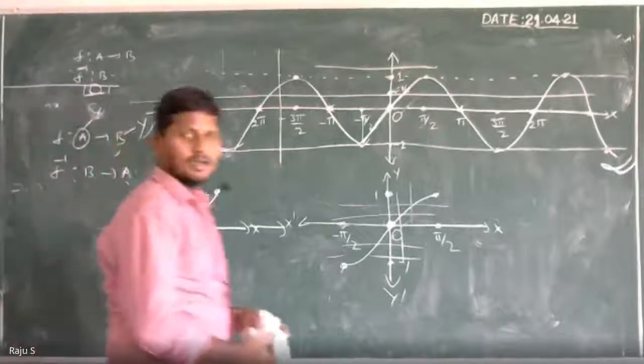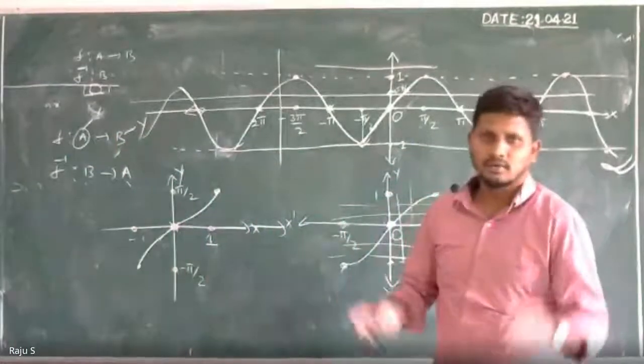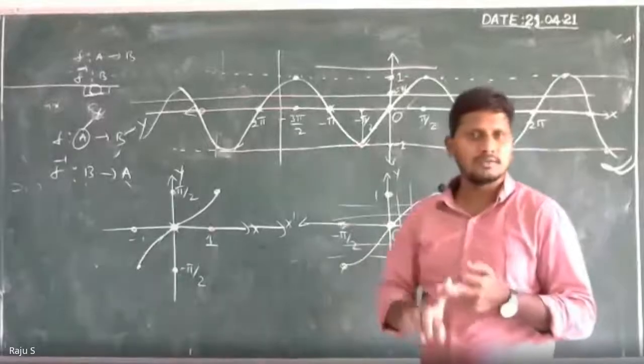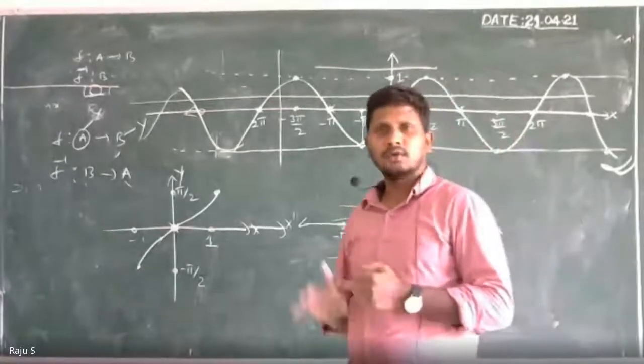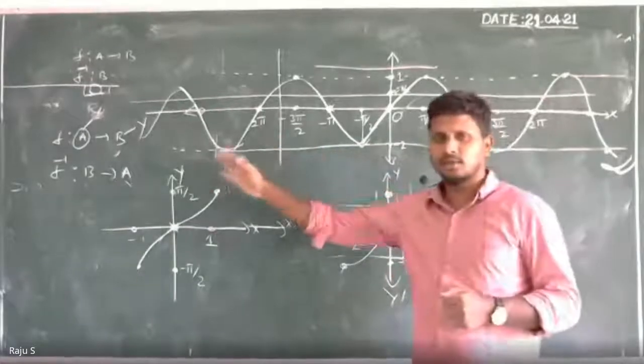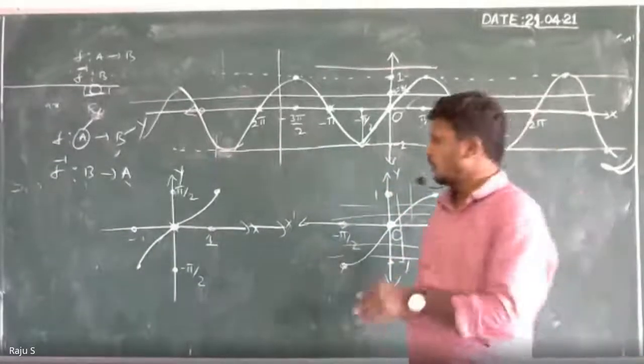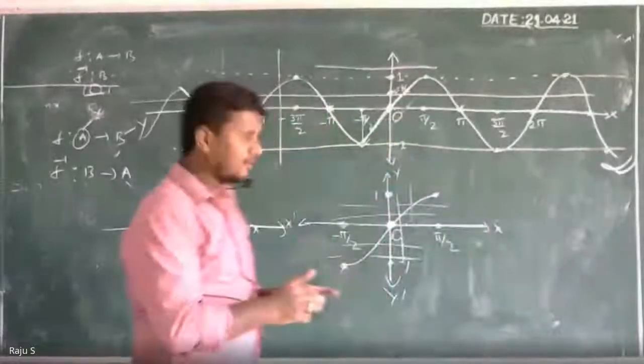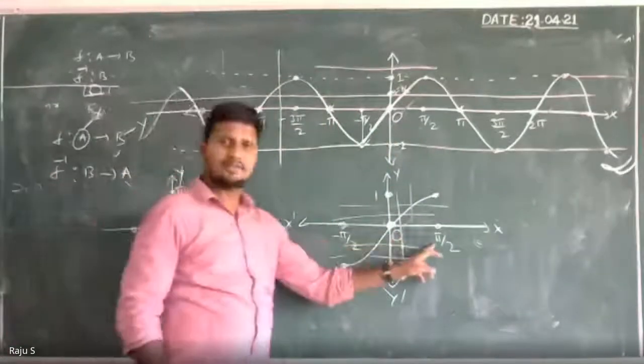This is the required sin inverse x. So we have to restrict the domain, then only the inverse exists. Then only it will be one-one and onto, otherwise, if you take minus infinity to plus infinity, it is not. So is it possible with only one interval like minus 90 to plus 90?